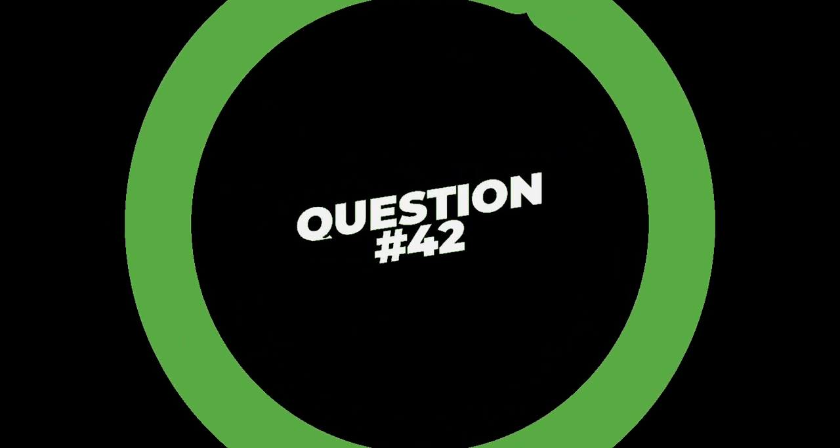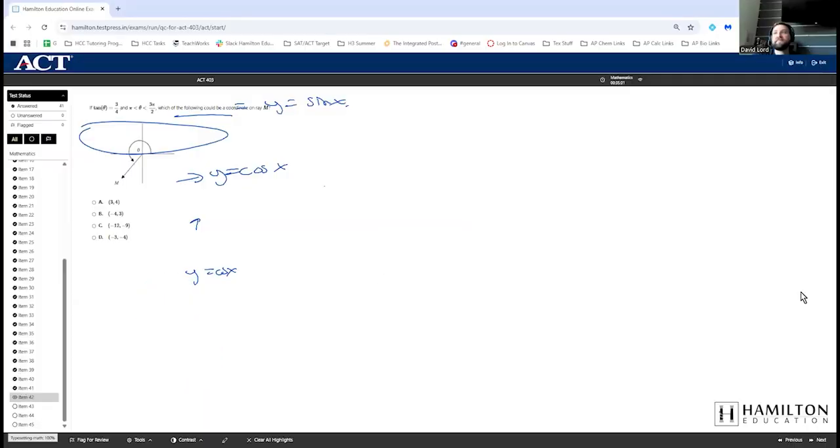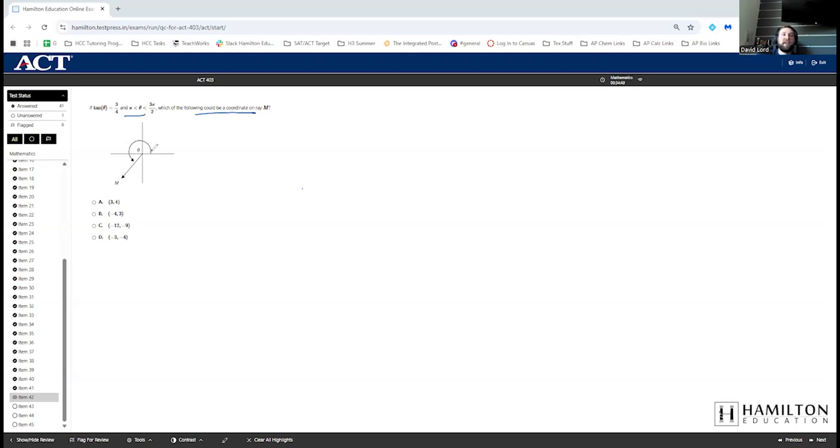All right, question 42. If tan theta is equal to 3/4 and pi is between these numbers, which of the following could be a coordinate of ray M? Well, one thing I know about tan in this area is that tan is positive, but the points should be negative, negative. So not A, not B, but both of these seem pretty good. So let's just try graphing those two out.